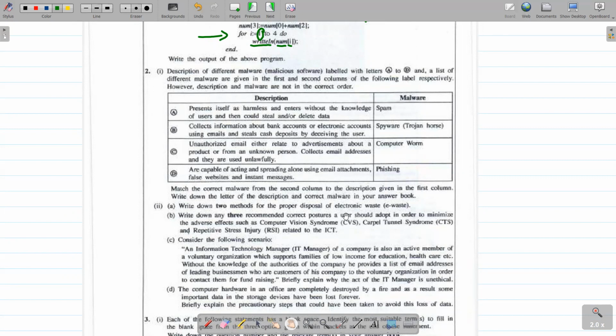Yes. So we can connect the dots that we want. So like present itself as harmless and enters without the knowledge of the user and then could steal and or delete data. Yeah. So that can be taken as a spyware or like a Trojan horse. So this is coming with a spyware.